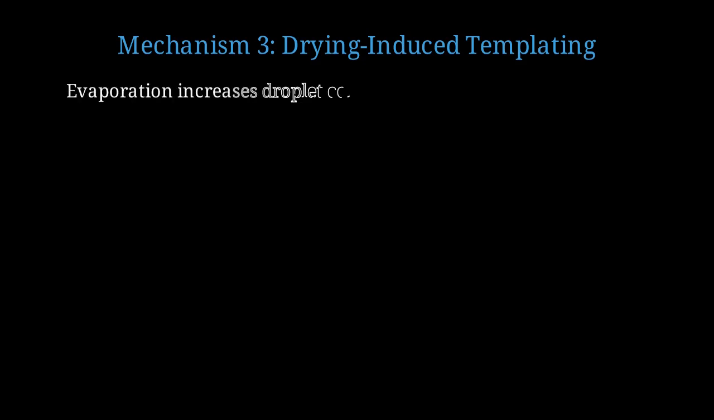Our third mechanism is drying-induced templating, where controlled evaporation drives structure formation. This is an elegant example of how non-equilibrium thermodynamics shapes materials. As the continuous phase evaporates, the volume fraction of droplets increases dramatically. This can drive a transition from a disordered liquid-like state to an ordered crystalline or random close-packed arrangement.